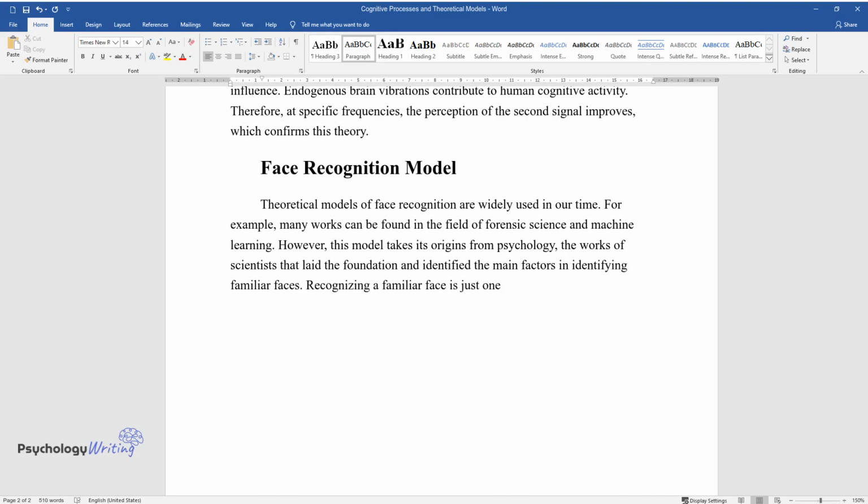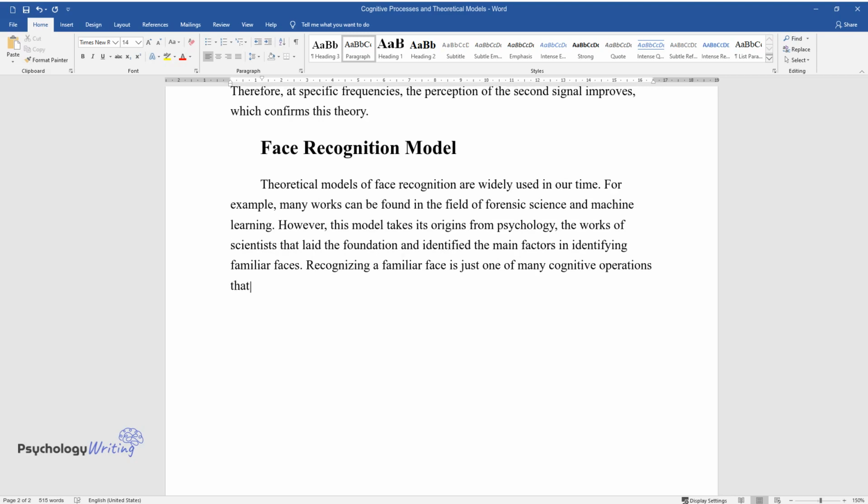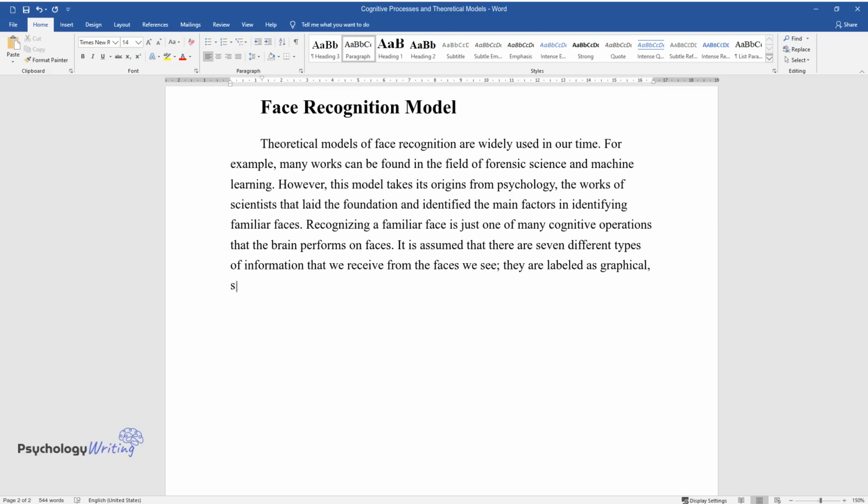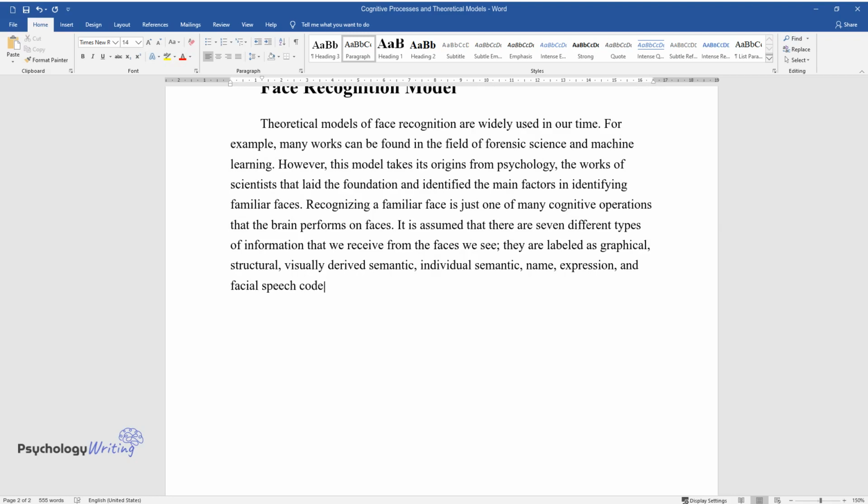Recognizing a familiar face is just one of many cognitive operations that the brain performs on faces. It is assumed that there are 7 different types of information that we receive from the faces we see. They are labeled as graphical, structural, visually derived semantic, individual semantic, name, expression, and facial speech codes. This model can be described as follows.